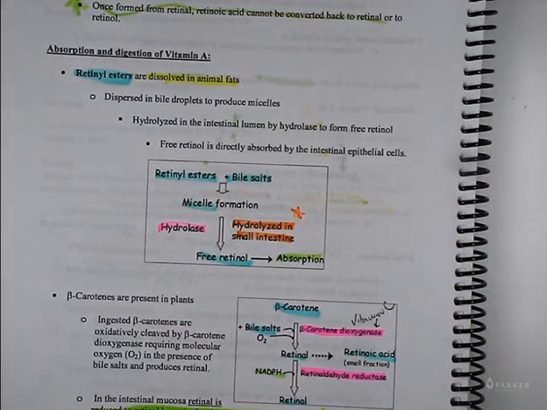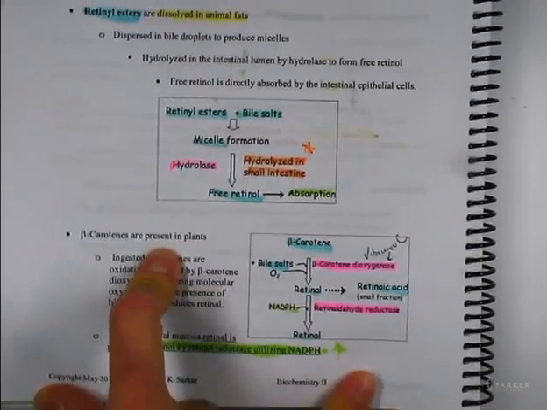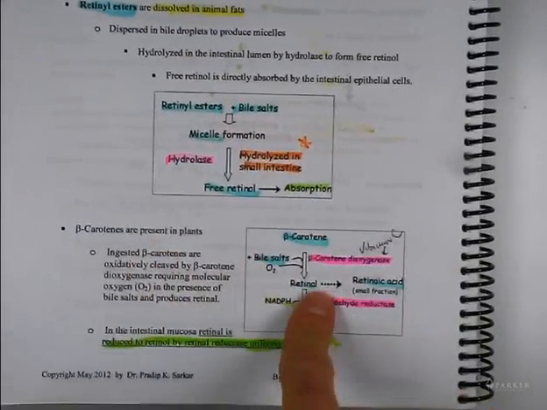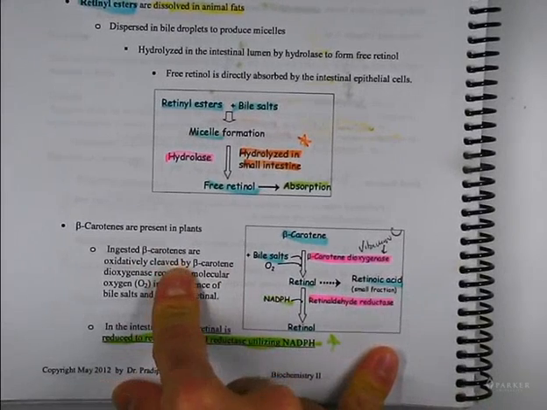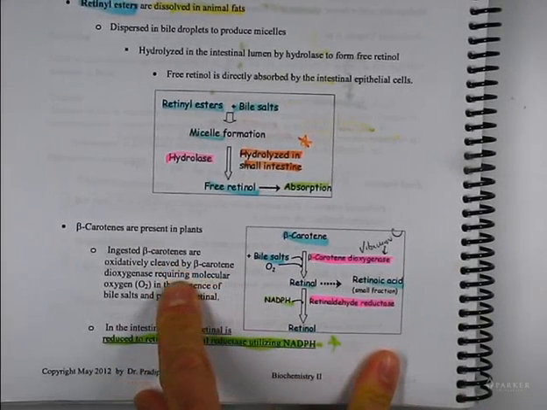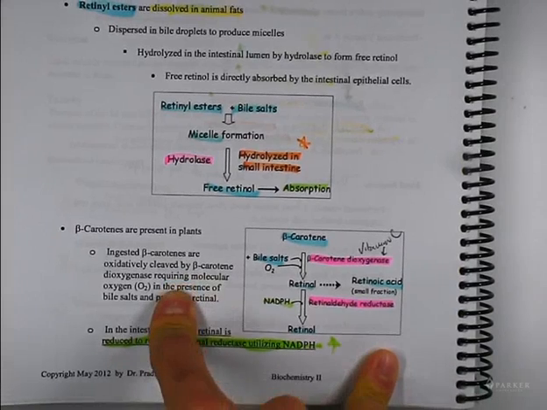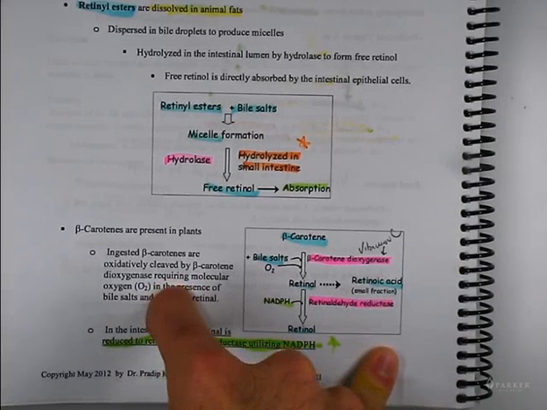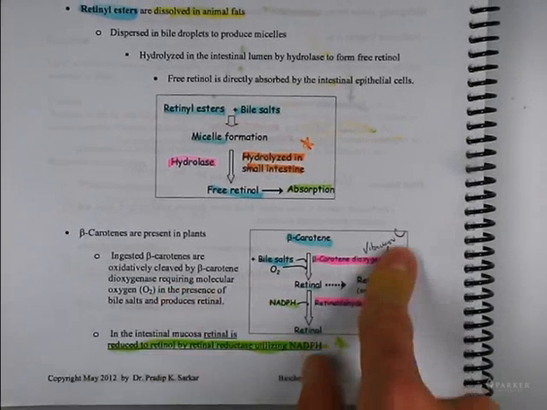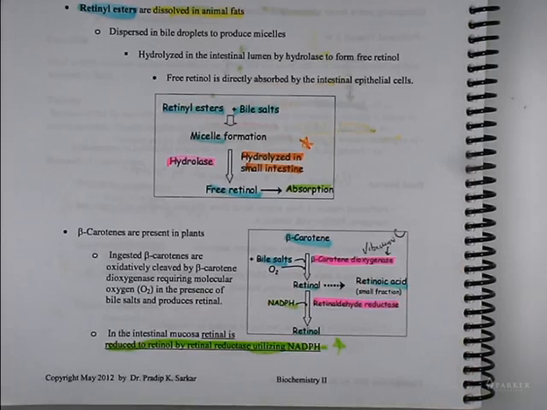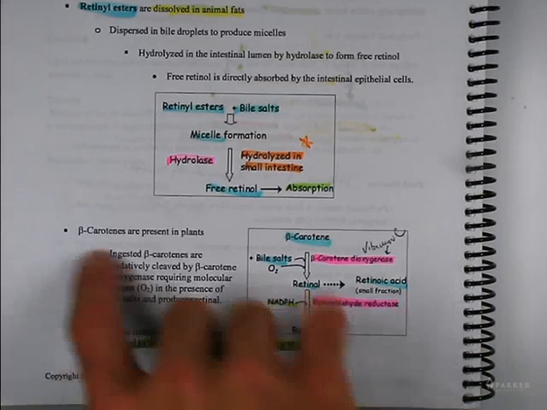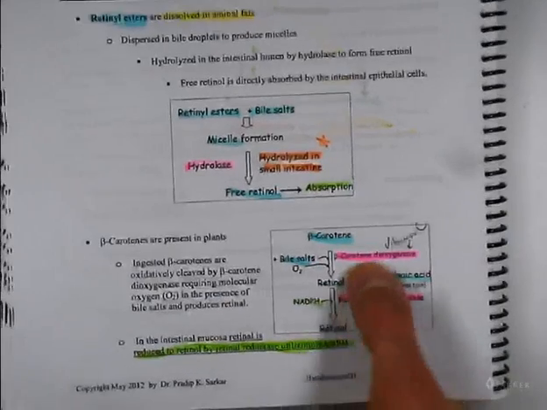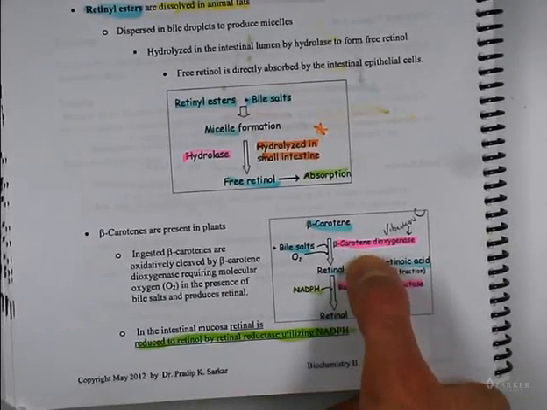Now, beta-carotene, you need to know. Beta-carotenes are present in plants. Ingested beta-carotenes are oxidatively cleaved by beta-carotene dioxygenase. How many oxygens does that add? Two. And what vitamin does that? Vitamin C. Remember, the oxygenase enzymes, monooxygenase, dioxygenase, as well as collagen hydroxylation and norepinephrine biosynthesis, are vitamin C dependent. So beta-carotenes present in plants are cleaved by a vitamin C dependent enzyme called beta-carotene dioxygenase.